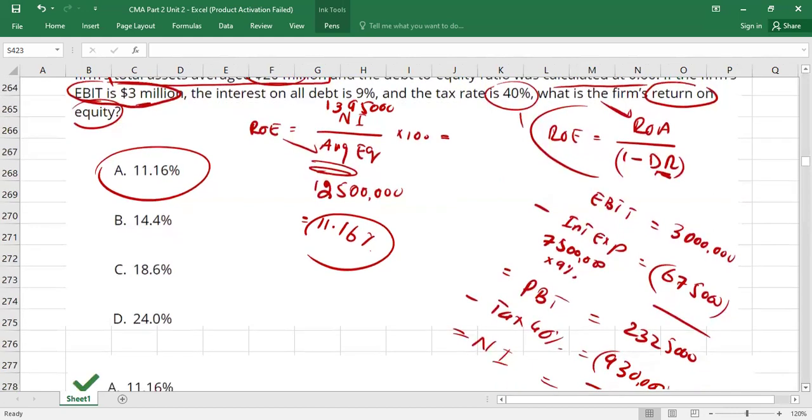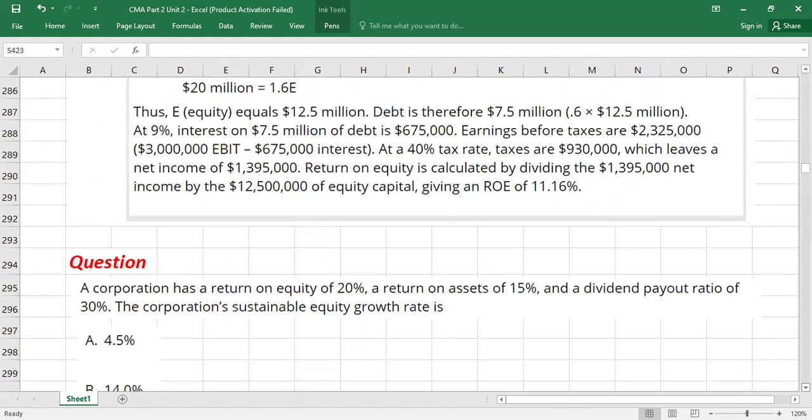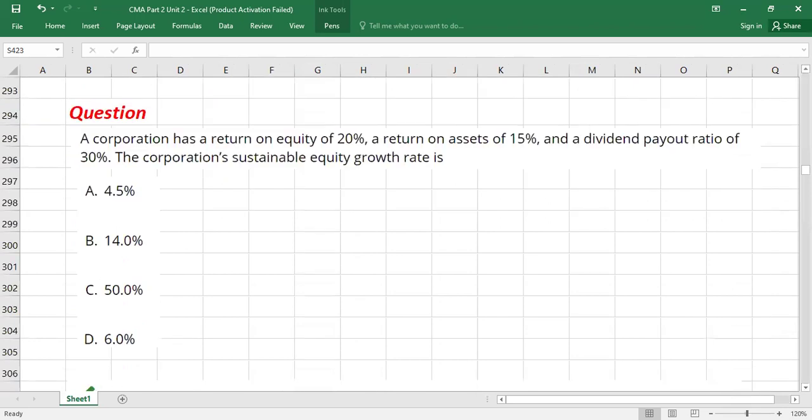So then we have here, guys, another question I'm just showing you. For example, they're saying that a corporation has a return on equity of 12%, and return on asset is 15%, and dividend payout ratio is 30%. So the corporation's sustainable equity growth rate you have to find.